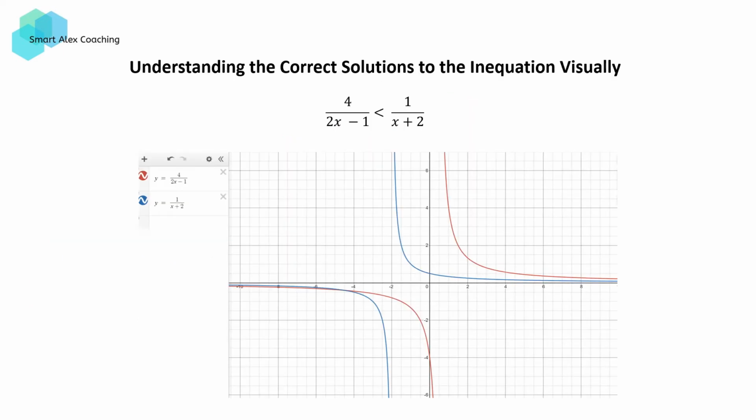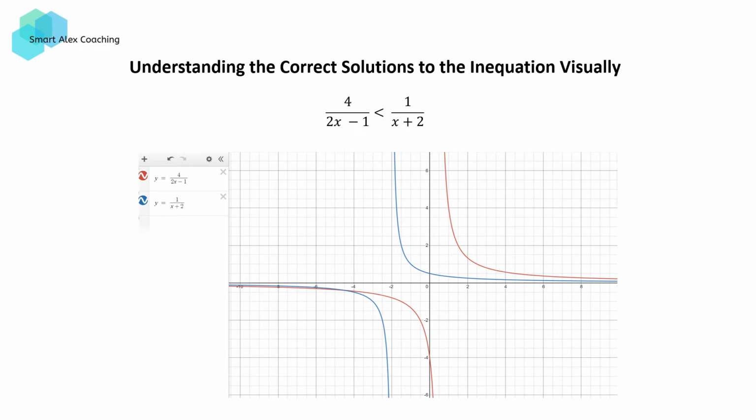Now that we've got the solution to our inequation, I also want you to understand what it means visually. So our original inequation, 4 over 2x minus 1 is less than 1 over x plus 2, can be visualized as two graphs where one graph is less than the other. So what I've done was I used Desmos to graph these two functions.